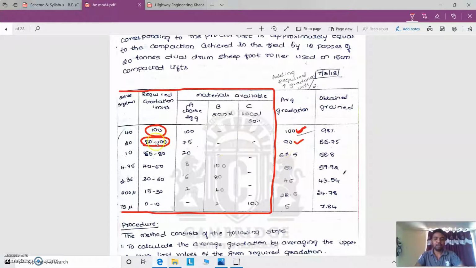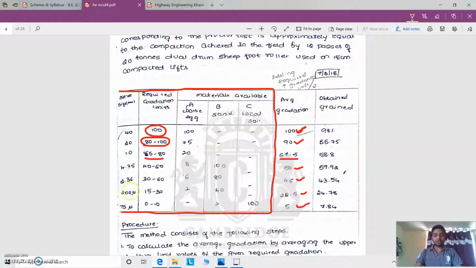The average gradation will be the average of these two numbers: 55 plus 80 is the sum, and dividing that by 2 gives 67.5. The average of the next two numbers will be 100 by 2, that is 50, and then 60 plus 30 by 2, that is 90 by 2, is 45, and then 45 by 2 is 22.5, and then 10 plus 0, 10 by 2, will be 5 here. This is how we have to get the average gradation of the particular materials, right?